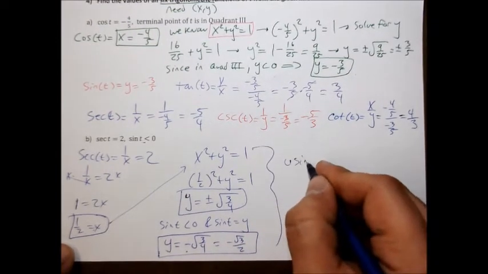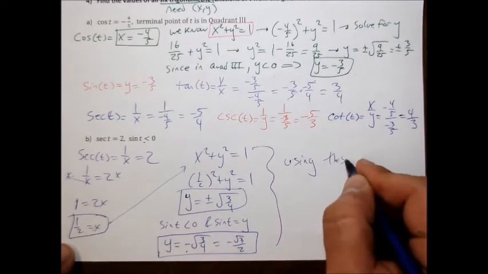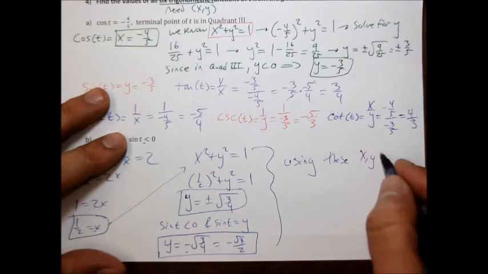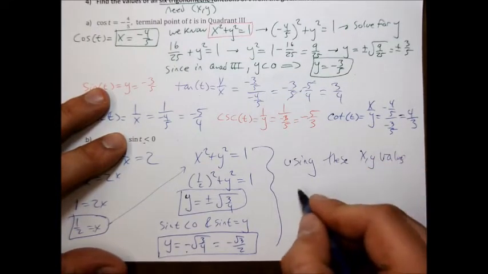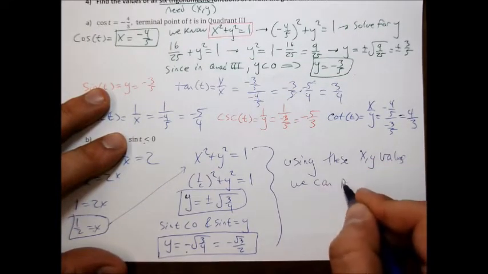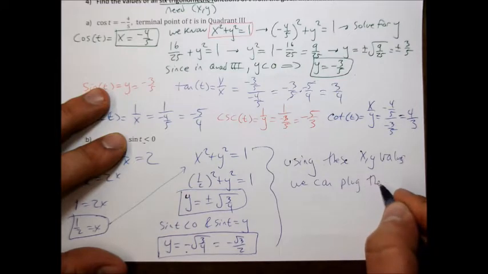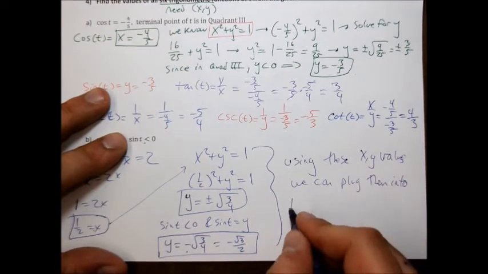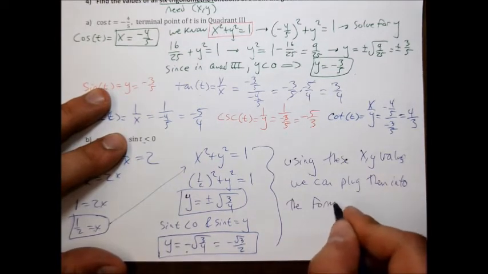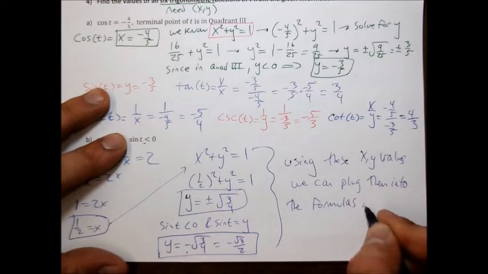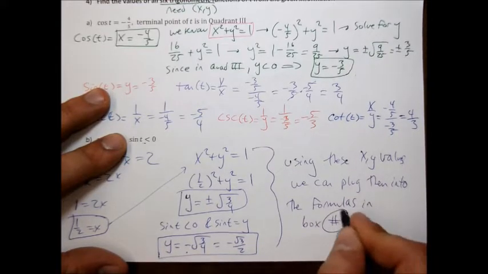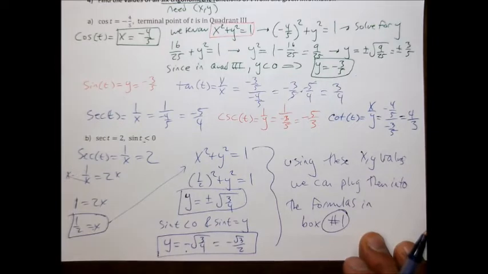So using these x comma y values, we can plug them into the formulas in box number 1. Just like in the previous problem, you get all the values of all 6 trig functions at that point.